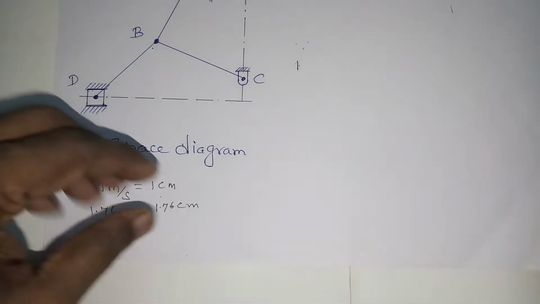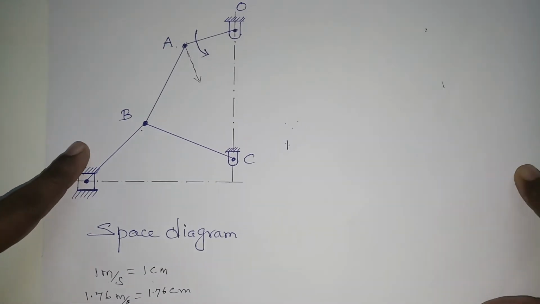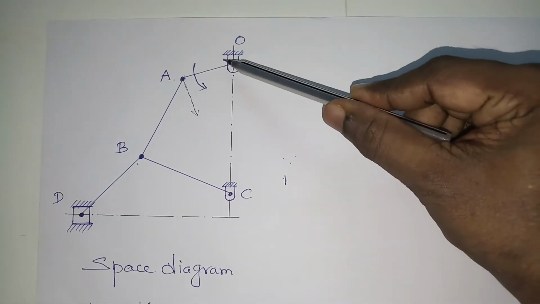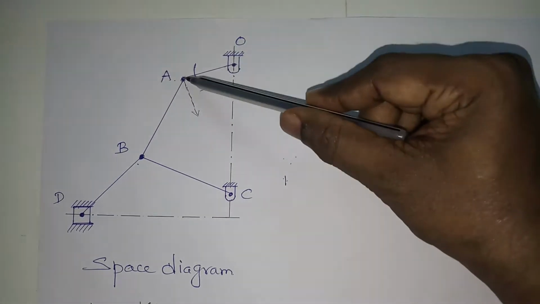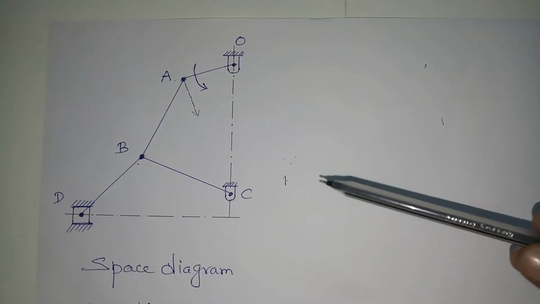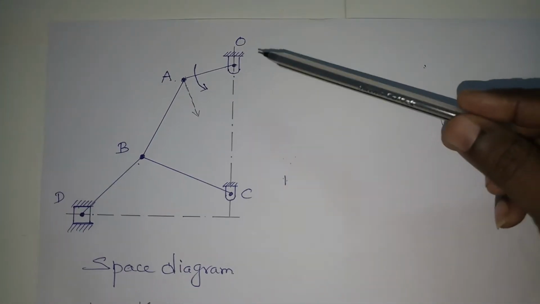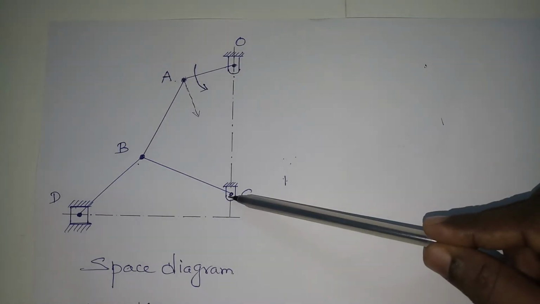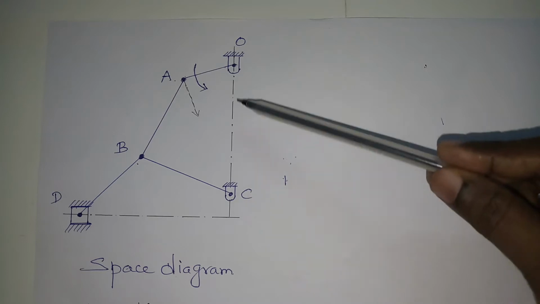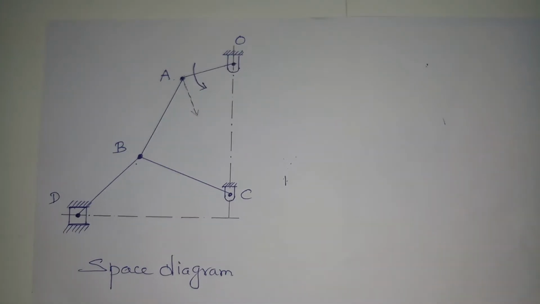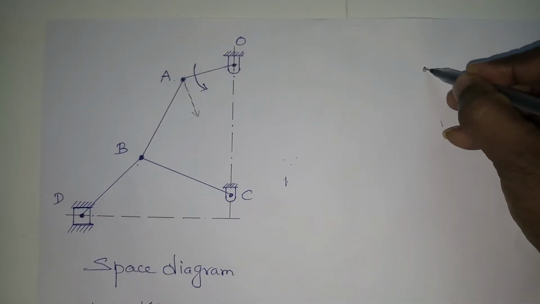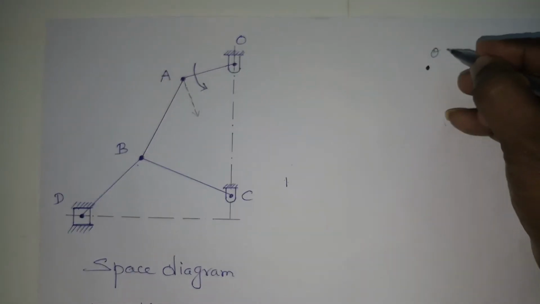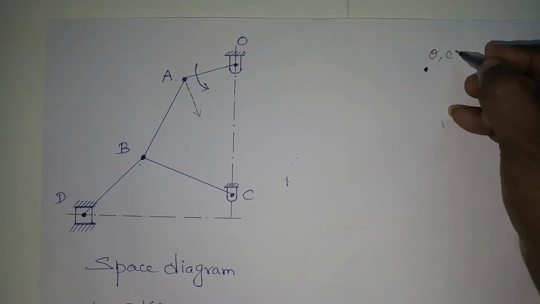You have to consider the space diagram to draw the velocity diagram. So this is the input link. Now we are going to construct this one. Before that, you have to check the number of fixed points here. The number of fixed points here is two, one is O, the other point is C. First you have to fix the fixed points, so I am going to locate the fixed points now. I will take this point as the fixed point and denote O and C.